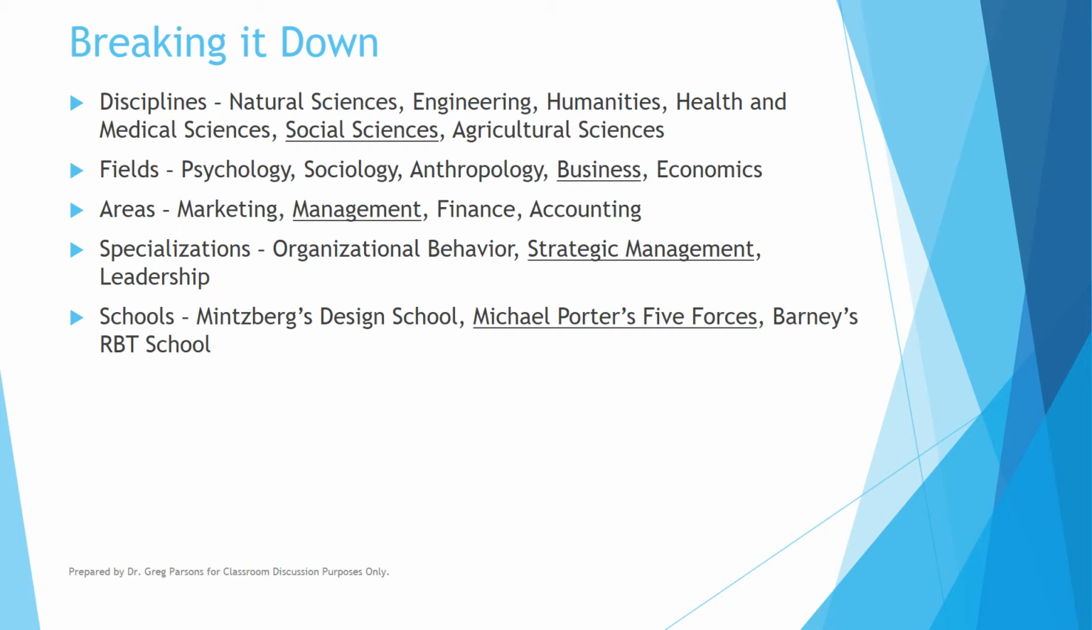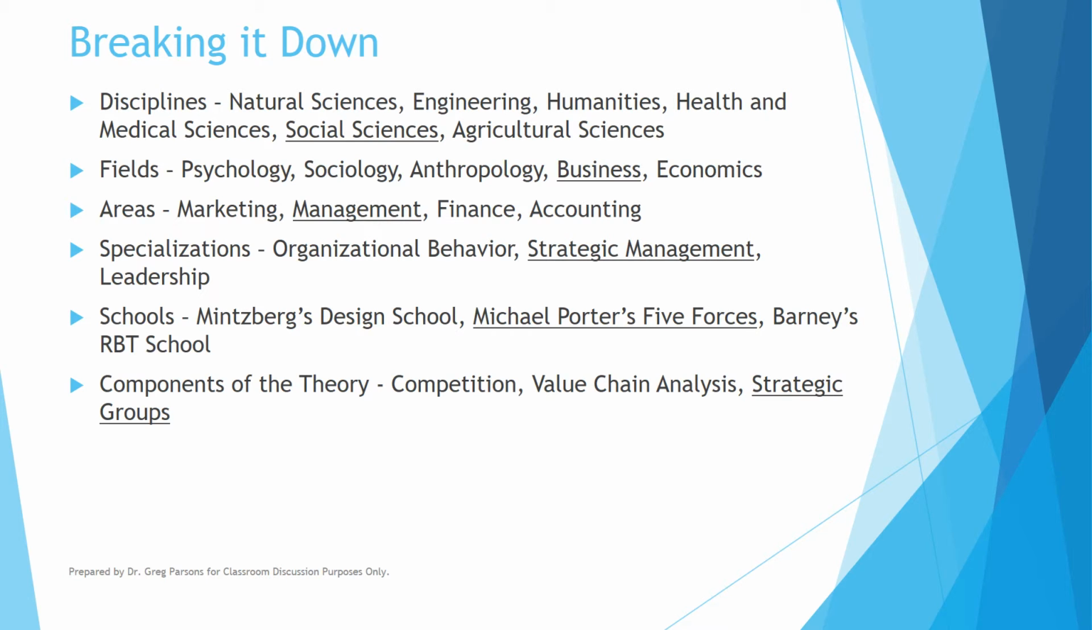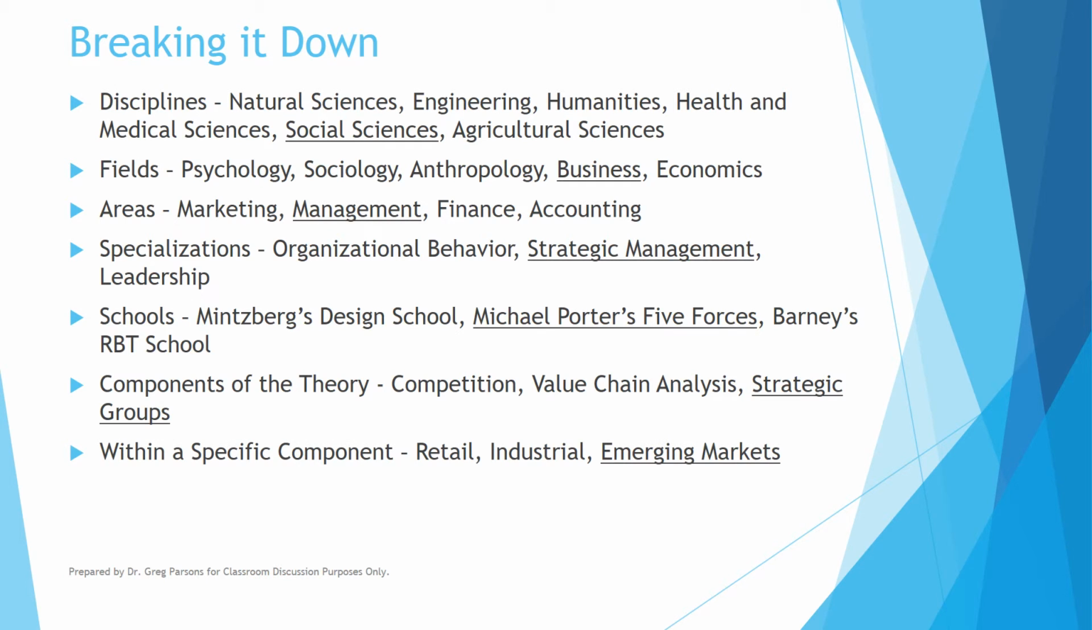And then even within the field of, say, strategic management, within that specialization, we have different schools of thought. We have Mintzberg's design school, and we have Michael Porter's 5 forces school, and we have Jay Barney's resource-based theory school of strategy. And it goes even further. Suppose we take Michael Porter's view of strategy, and within that, one of his sub-theories was strategic groups. And within strategic groups, maybe you'd talk about emerging markets, strategic groups within emerging markets.